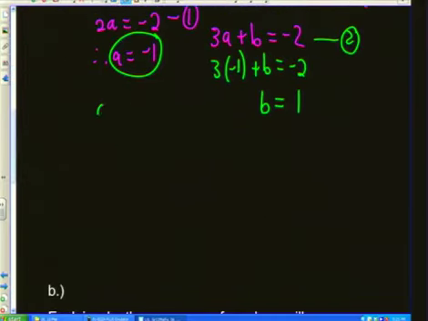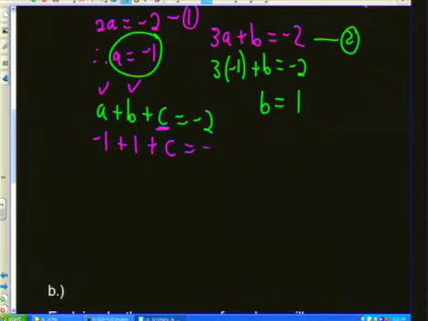So I know that a plus b plus c is -2. Now watch, guys. We already know the value of a. We know what b is. We'll be remaining with only one unknown, okay? So a is -1, b is 1, plus c equals -2. So now -1 plus 1 is 0.